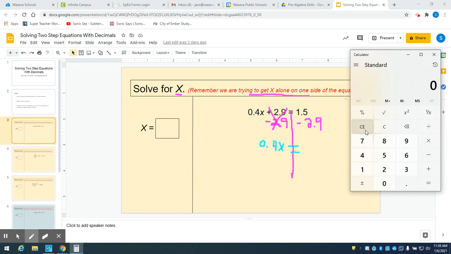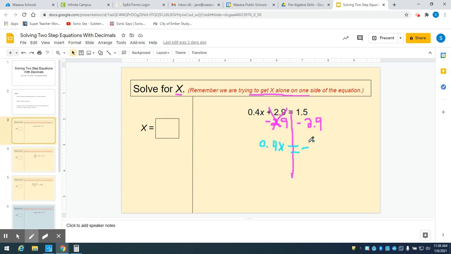So this is when you guys can use your calculators today. So you type in 1.5 minus 2.9 equals negative 1.4. So we'll put negative 1.4. And now our equation says 0.4x equals negative 1.4. We need to try and get x alone on one side.